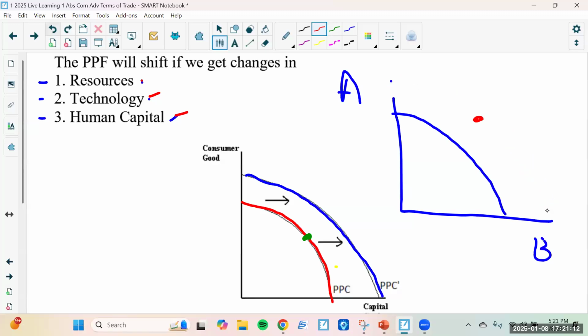The other thing we say is that a point inside the curve, like this, is inefficient. If you're producing on that point right there inside the curve, then you're inefficient. You have unemployed resources, like unemployed land, unemployed labor, unemployed capital. Entrepreneurs aren't starting new businesses, things like that. So you're not producing what it's possible to produce. See, the line is the production possibilities curve.